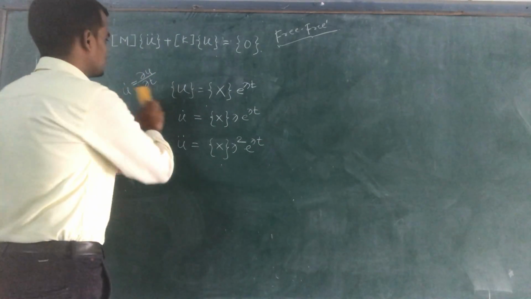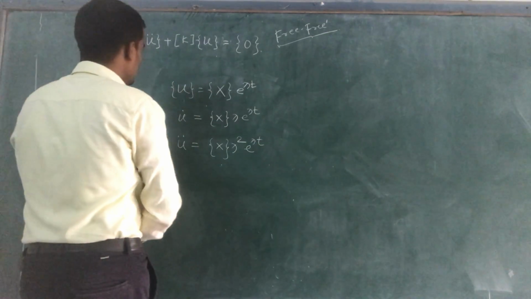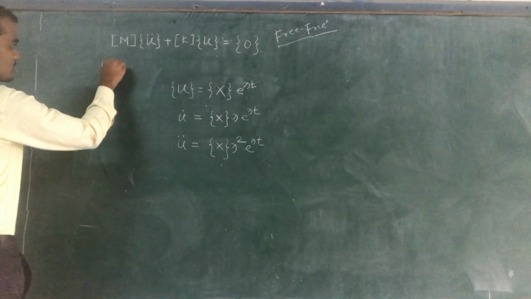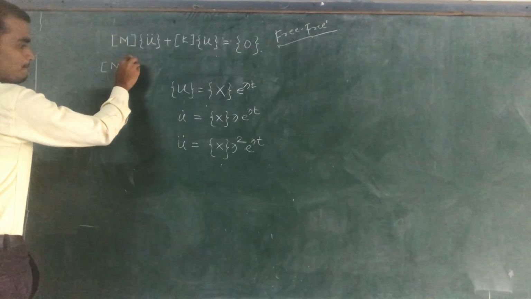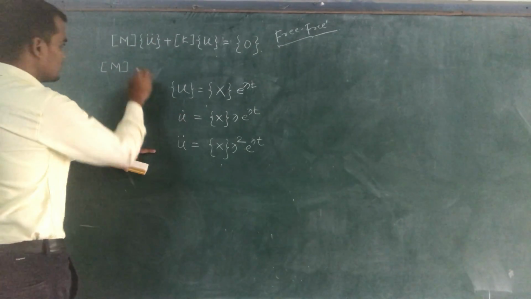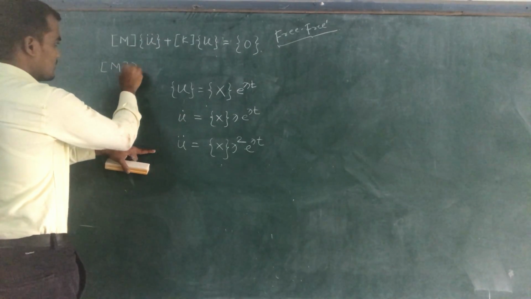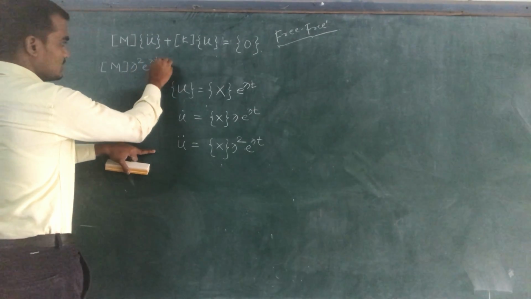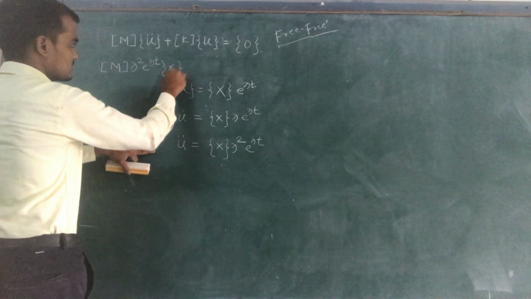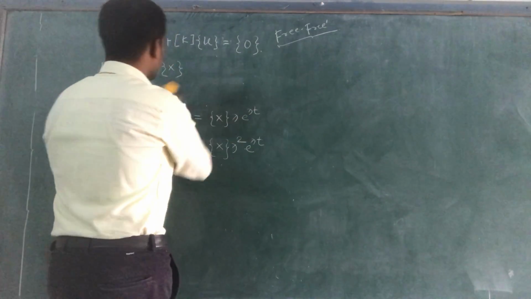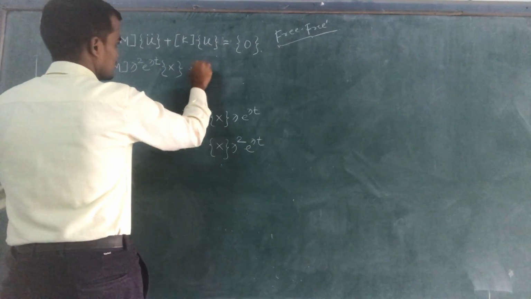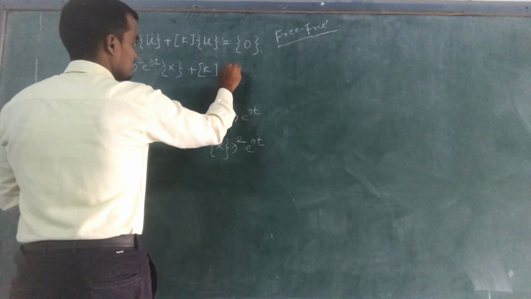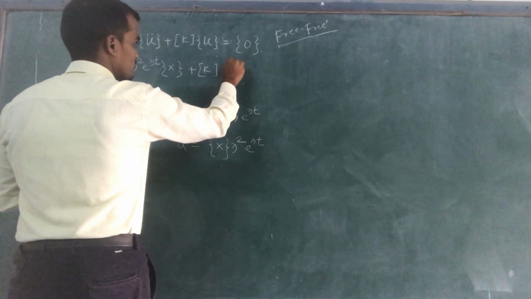If we put these values into this equation, we will get m times, instead of u double dot, lambda square e raised to power lambda t into x, plus k times, instead of u, e raised to power lambda t.